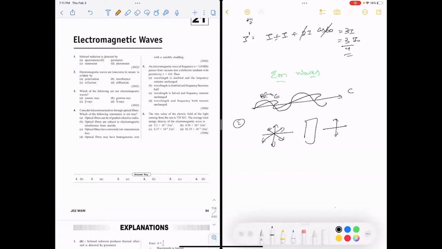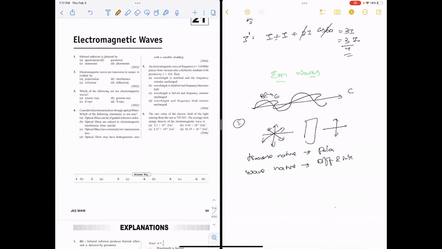Transverse nature is shown by polarization. Wave nature is shown by diffraction and interference. Particle nature is shown by reflection. You understood? Like a ball hitting a wall: particle nature, reflection.